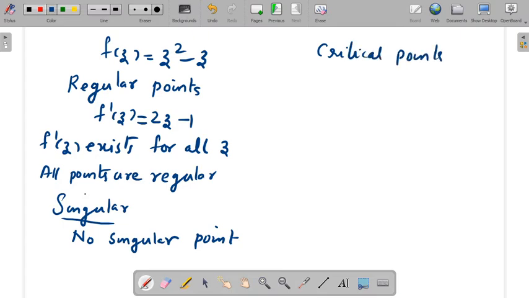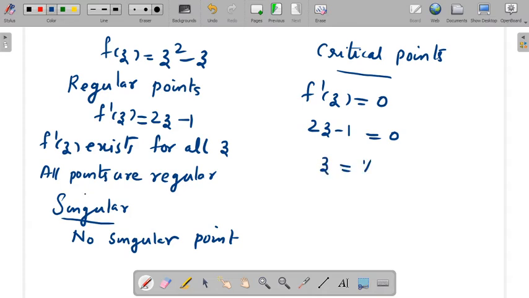So critical points are points at which the derivative is 0. So f dash z equal to 0, and f dash z is 2z minus 1. So 2z minus 1 should be 0, or z should be equal to 1 by 2. So the critical point of this particular map is z equal to 1 by 2.